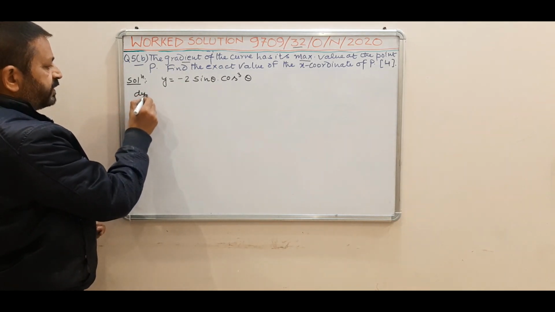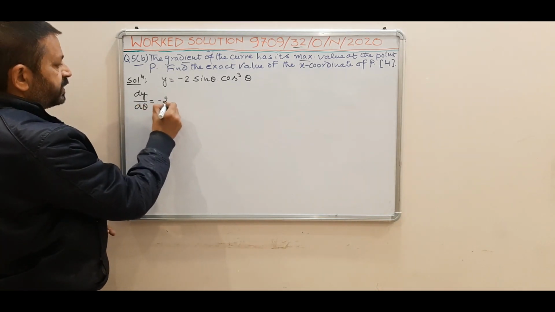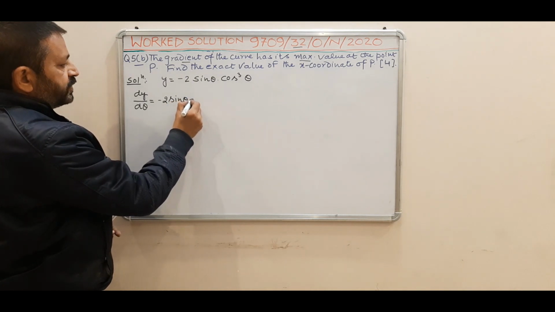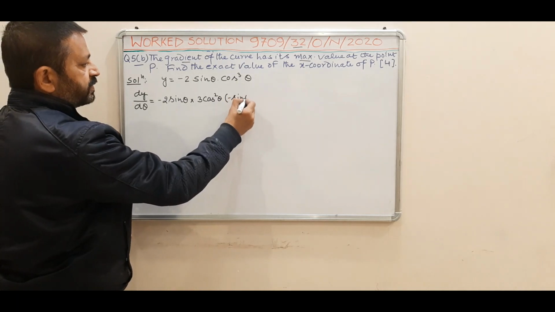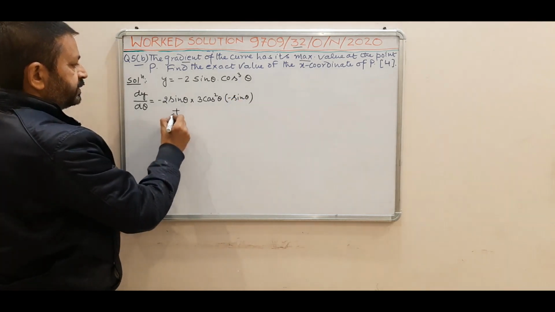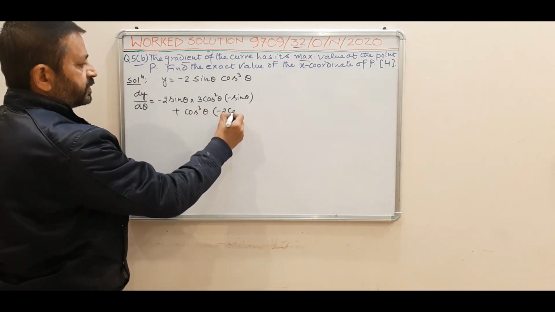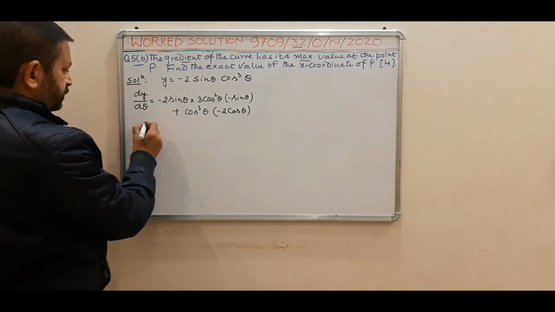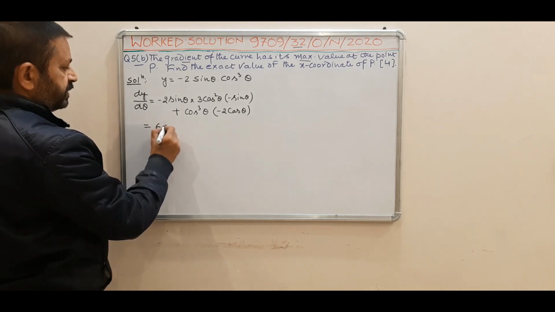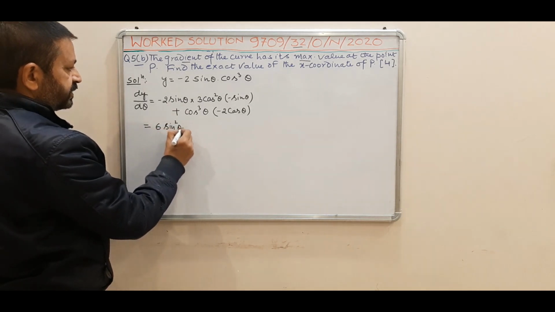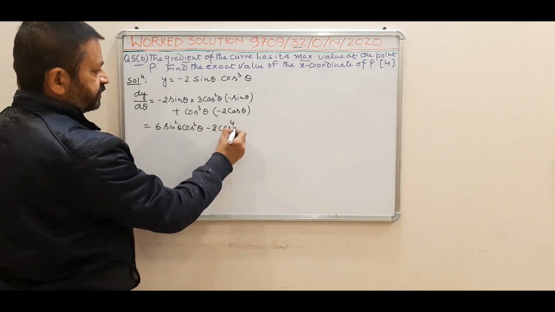First of all, we'll find its first derivative, that is dy by d theta, a product of two functions. So it will become minus 2 sine theta as it is into 3 cos square theta, and for cos theta it is minus sine theta, plus cos cube theta as it is and minus 2 cos theta. So it becomes plus 6 sine square theta cos square theta minus 2 cos raised to 4 theta.